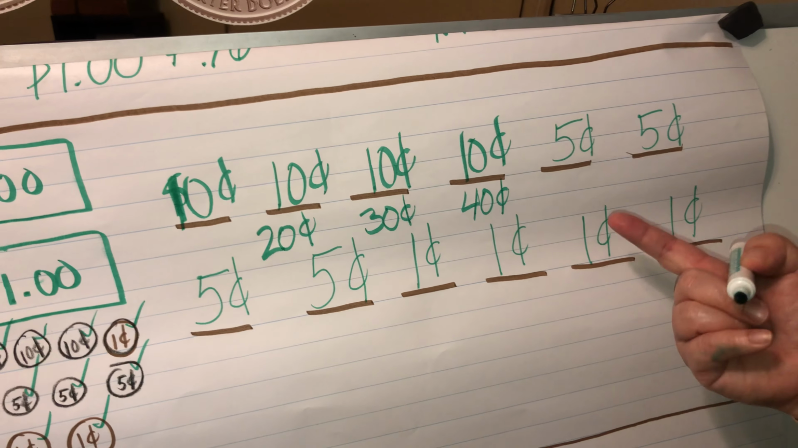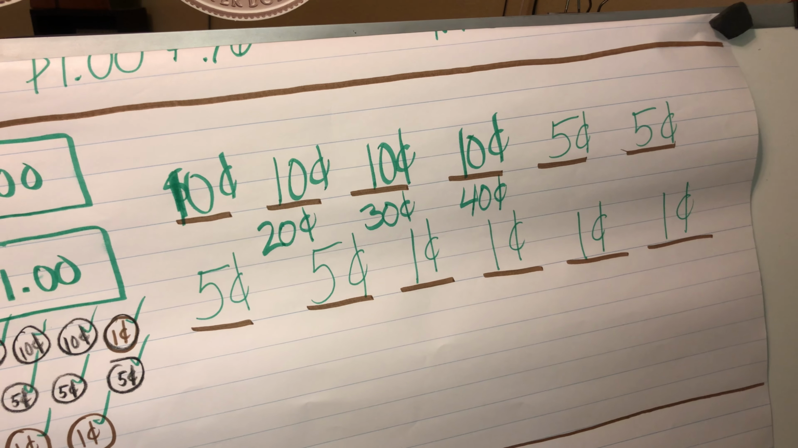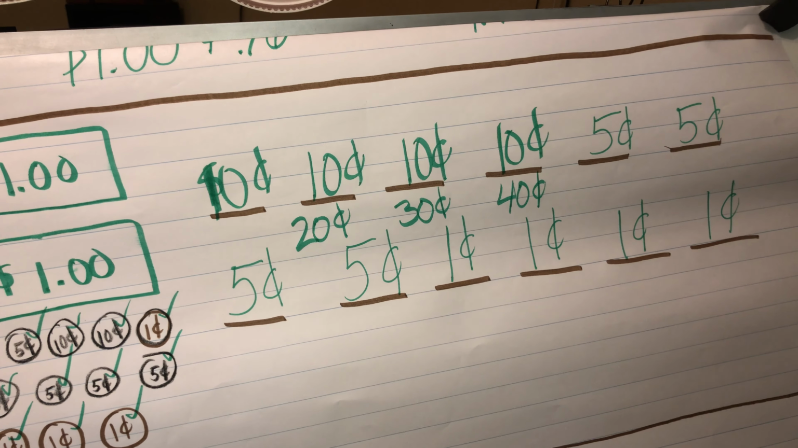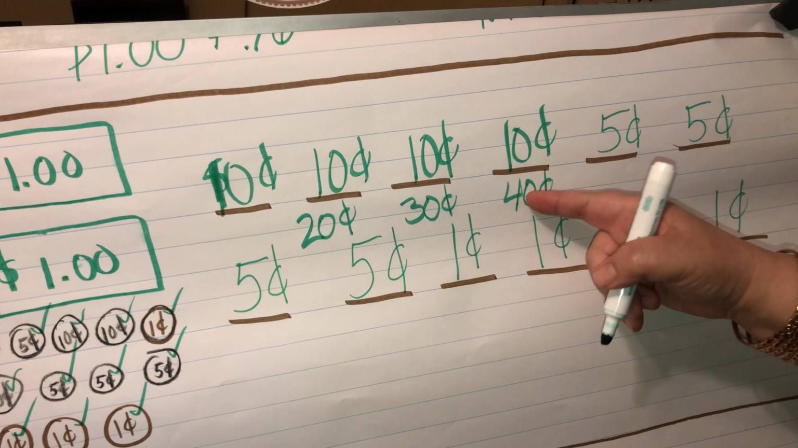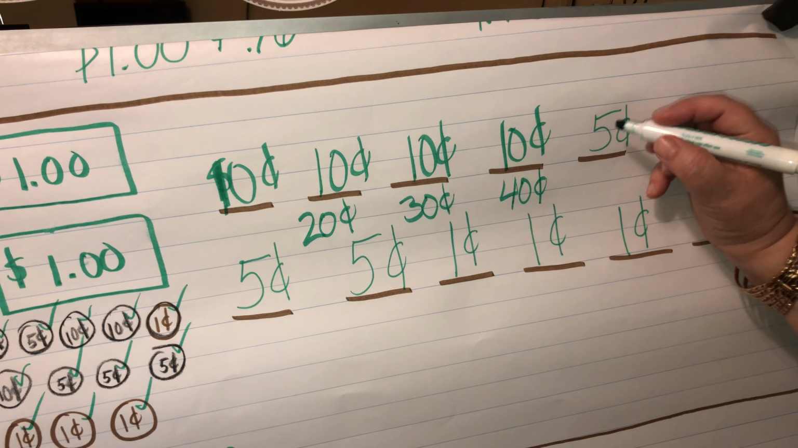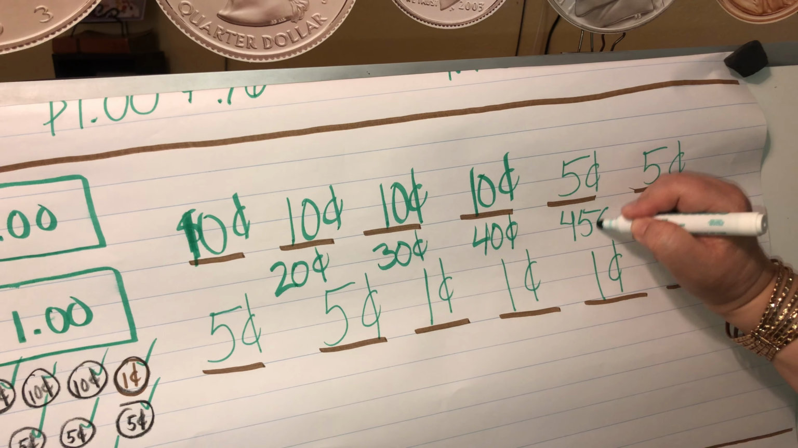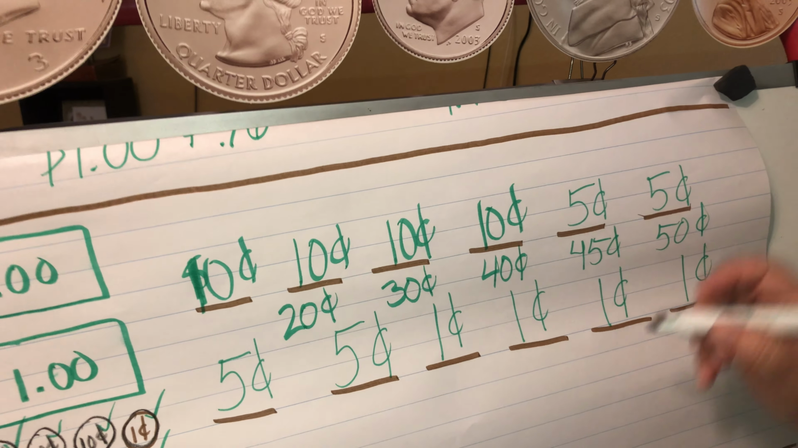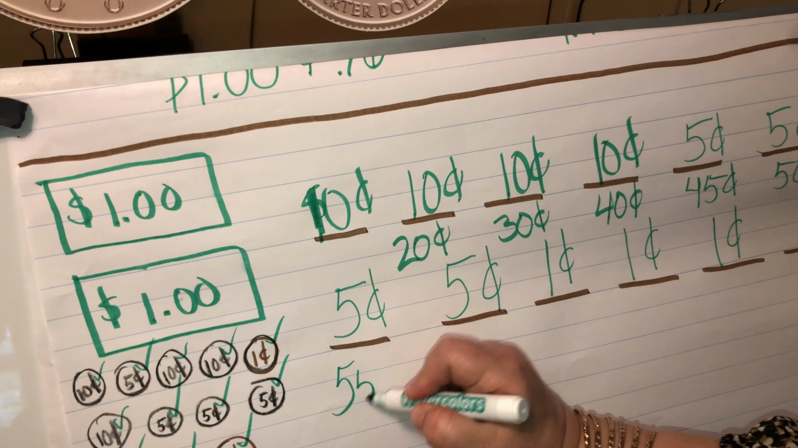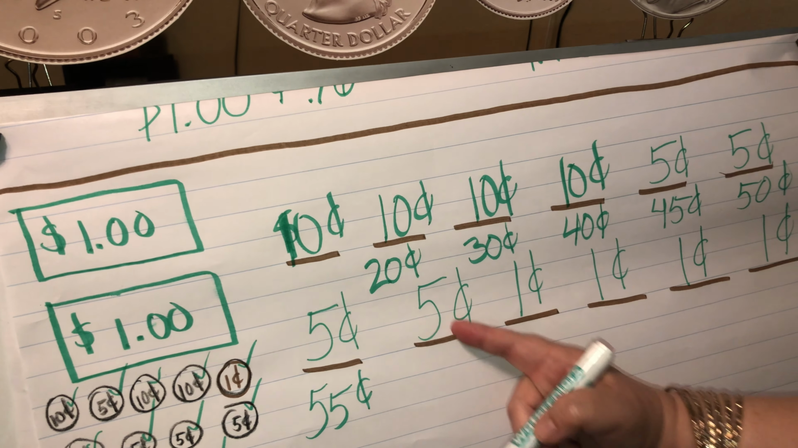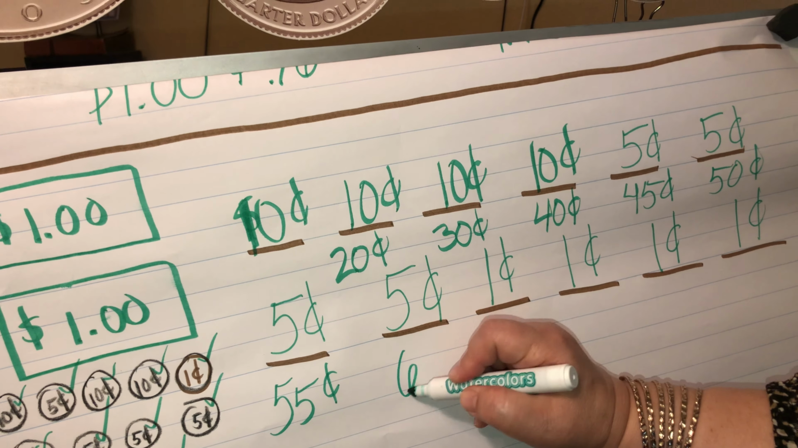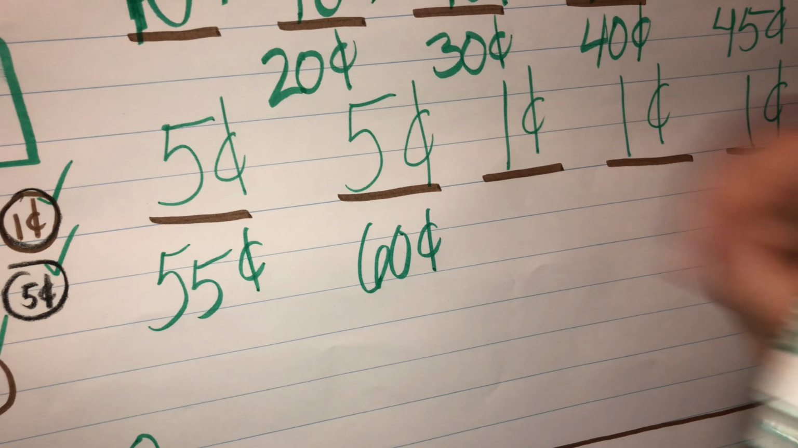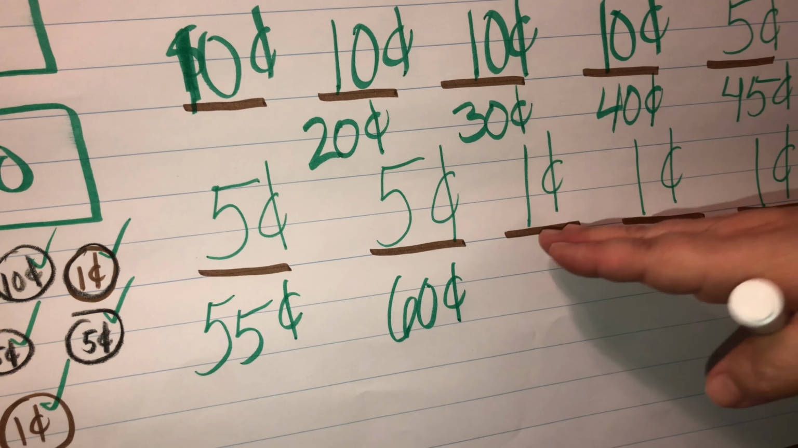And now I see that I have 4 nickels. So no longer am I skip counting by 10s. I am skip counting by 5s. Yes. So 40 cents plus 5 cents is 45 cents. Plus another 5 cents, 50 cents. Plus another 5 cents, 55 cents. Plus another 5 cents, 60 cents. So with my dimes and my nickels, I have 60 cents, but I'm not done.